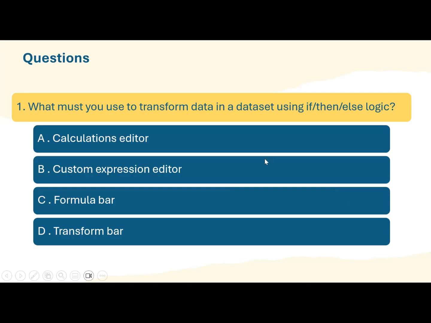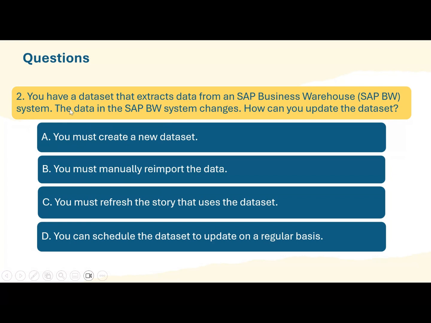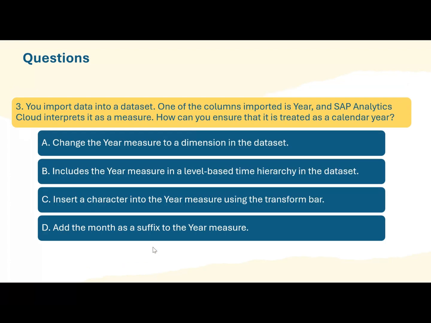Question number one: what must you use to transform the data in a dataset using if then else logic? So where you can do this. Your options are calculation editor, custom expression editor, formula bar, or transform bar. Question 2: you have a dataset that extracts data from SAP BW. The data in the SAP BW changes. How can you update the dataset? So these are your options. You can pause the video and check your options, and you can note down your answers. We will discuss the solution in the next video.